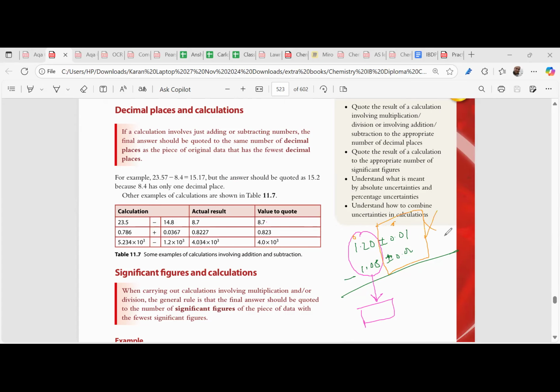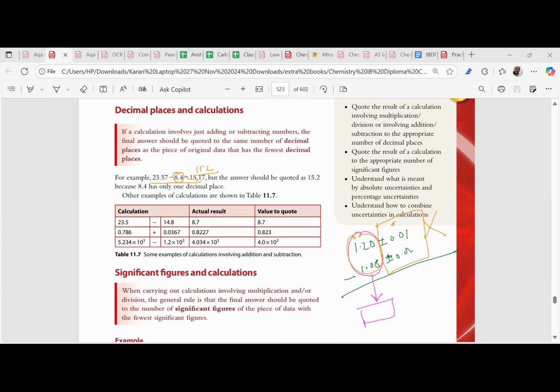the uncertainty will be taken care of next, right? But what you do with the main values? You have to keep the minimum decimal points. Is it clear? Got it? We'll keep the minimum decimal points, right? See, minimum decimal points is how much? 1. So you have to represent this as 15.2. Got it? Understood?